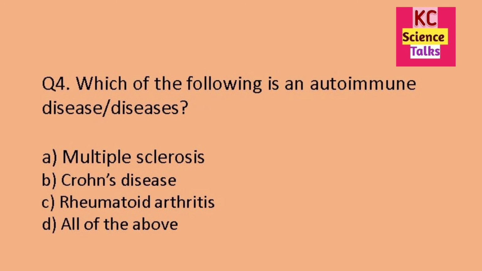Okay. So all these A, B, C are autoimmune diseases. Multiple sclerosis is an autoimmune disease of the brain and central nervous system because of the autoimmune attack on brain and central nervous system. And Crohn's disease is due to when autoimmune attack takes place on the tissue of the gut. And rheumatoid arthritis is an autoimmune disease of the joints of arms and legs. So the option D is the correct option. That is, all of these are autoimmune diseases.